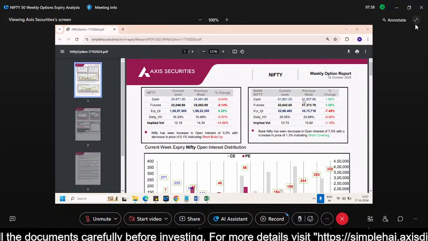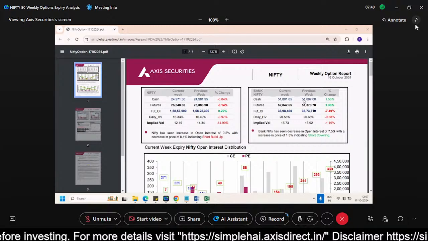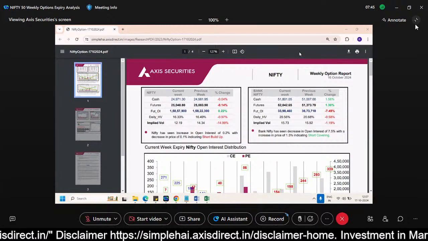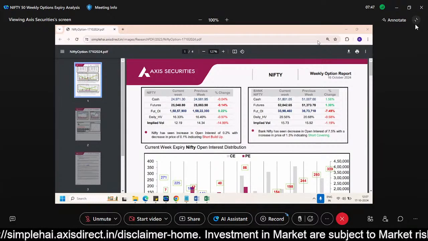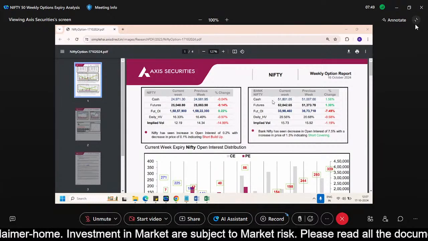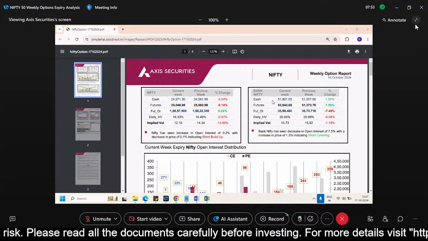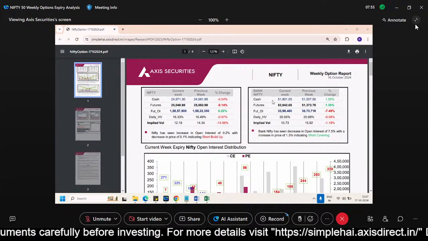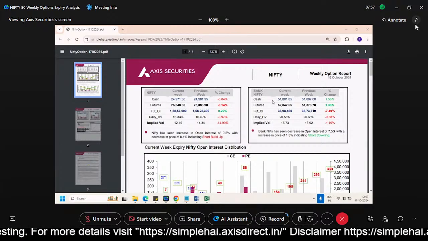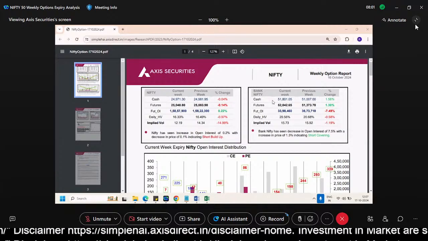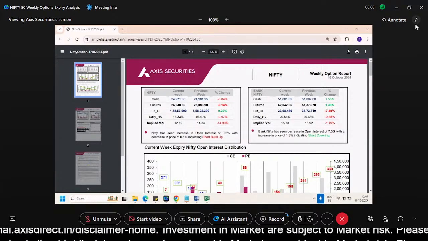Today, this is the report that our research analyst published this morning, about the Nifty 50 weekly option expiry. We have seen an increase in the OI, that is open interest, of 0.2% and a decrease of 0.1% in price, indicating a short buildup. In Bank Nifty, we are looking ahead for short covering right now.